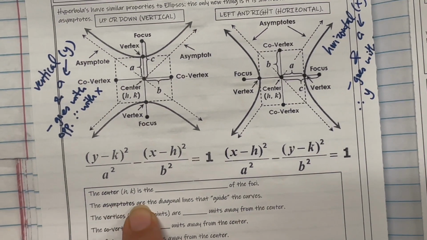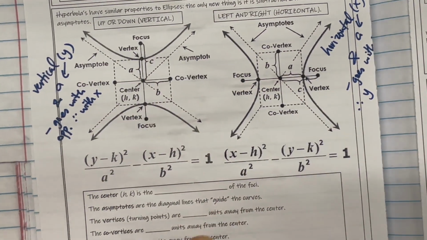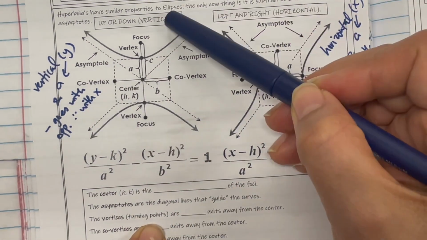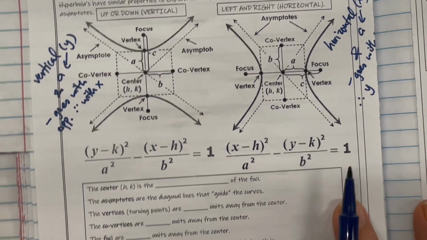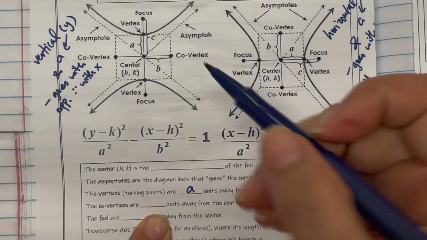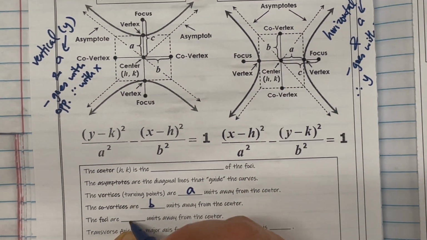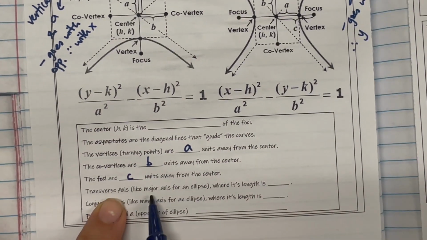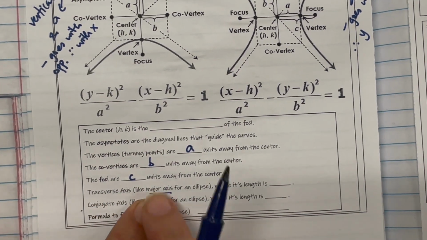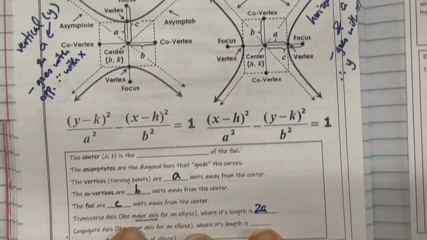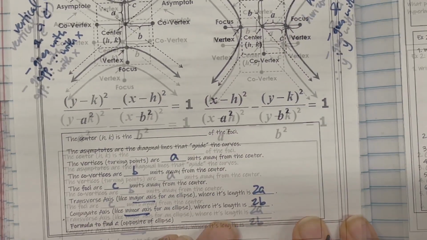So just looking at it, the asymptotes are diagonal lines that guide the curves. There they are. The vertices are the turning points, and they are a units from the center. So you see that distance? a units from the center. So the whole axis is 2a. All right. The co-vertices are b units, just like before, b units. The foci are c units. And of course, the transverse axis, because that's the major axis, the distance between the vertices, is 2 times a. And the conjugate axis, which is like the minor axis, is 2 times b because it's 2 b's.